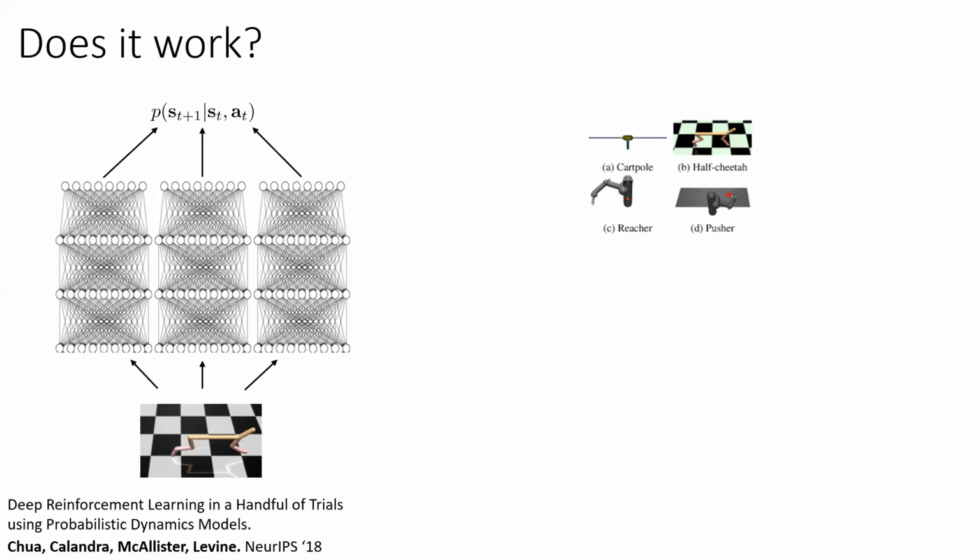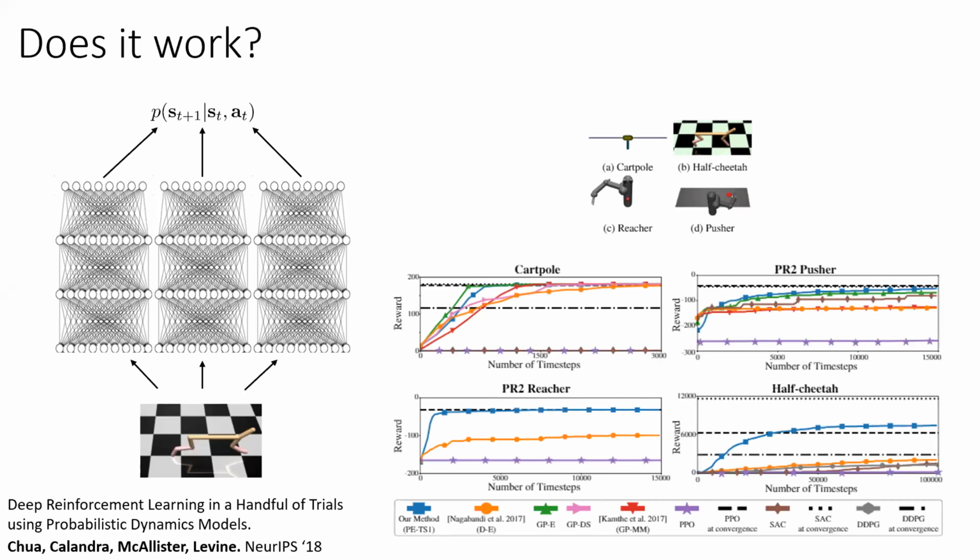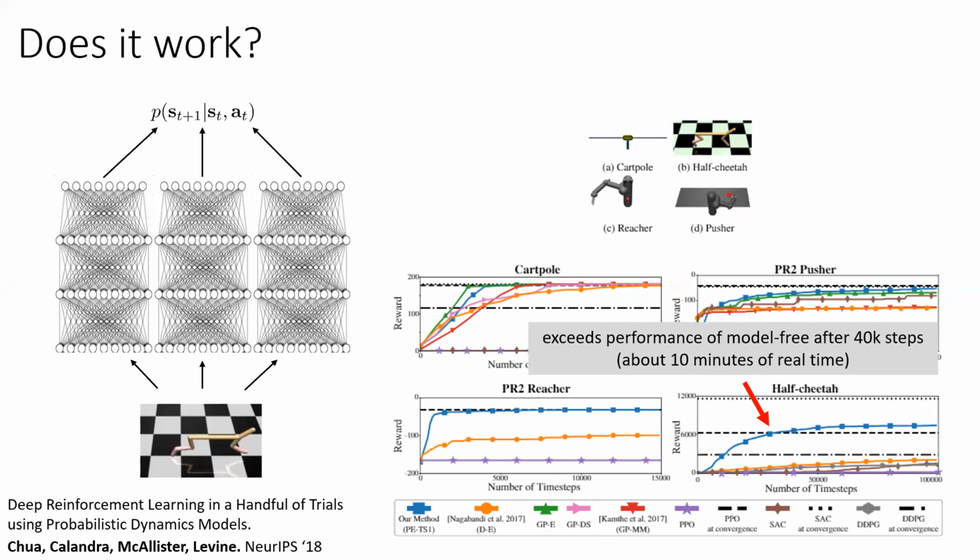And we compared it on a bunch of standard RL benchmark tasks and found that the scheme actually worked quite well. So here the blue line shows this method, which is called PETS. The dotted black line shows the performance of PPO at convergence. The other black lines show other model-free RL methods at convergence, whereas the colored lines show how they actually do in terms of the number of time steps. And for example, on this task, this method exceeds the performance of PPO after about the equivalent of 10 minutes of real time. It's several orders of magnitude faster.